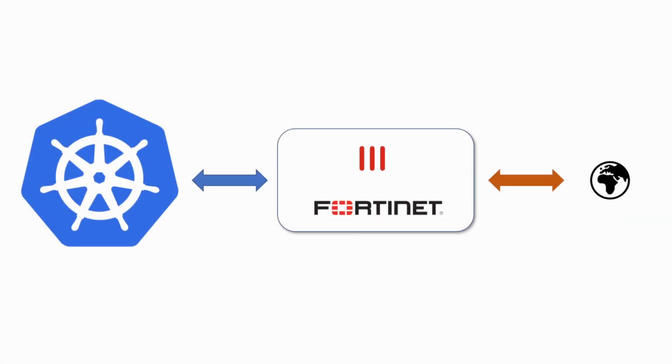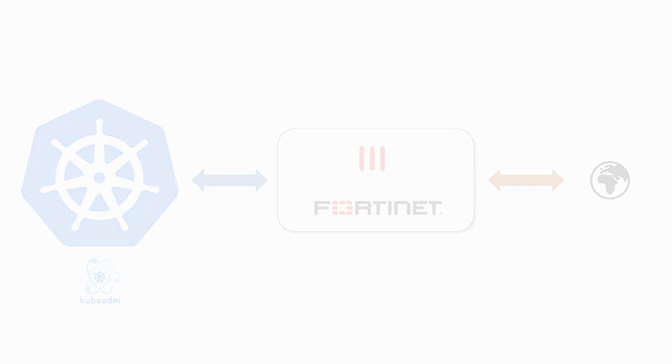In this demo, we'll be showing how to use FortiGate to protect a Kubernetes cluster using a north-south approach with full visibility on the pods. The demo is based on an on-premise cluster built with Kubeadm, and therefore the concepts that we apply here can be extrapolated to any other Kubernetes cluster, even those based on public cloud.